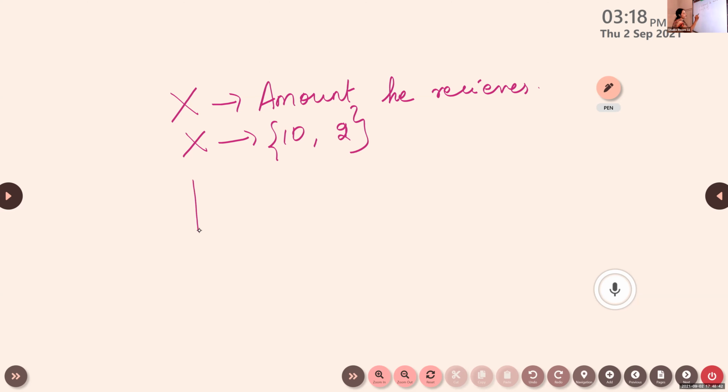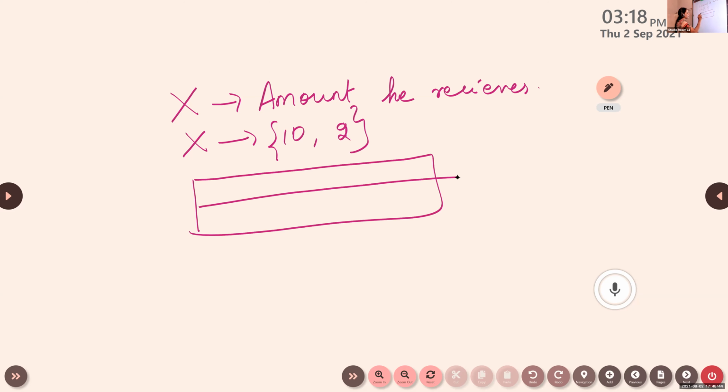Now, write the probability distribution. X, P of X. So, when X is 10, what is the possibility to get 10 rupees? 1 out of 2, isn't it? 1 by 2. 2 outcomes are there. And for 2 rupees, that is also 1 by 2. What is asked here? We are asked to find E of X, the expected value.